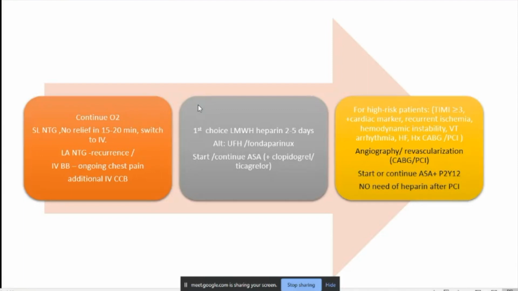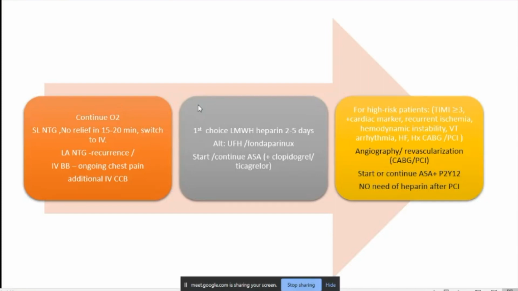Here we go with low molecular weight heparin first, and we give it for 2 to 5 days, right? And we also start the patient on dual antiplatelet. That's the difference again. Now we categorize the patient based upon high risk or low risk. For high risk patients, we have certain criteria to assess if the patient is high risk or low risk. If the patient is high risk, we have to do the angiography or revascularization. So we have the CABG, we have the PCI.